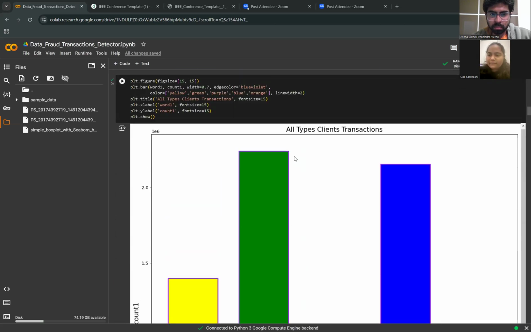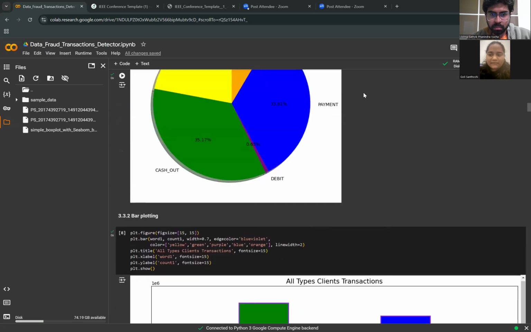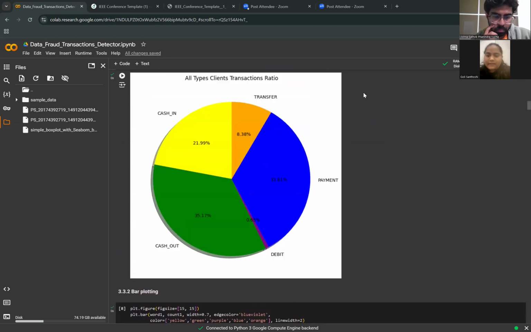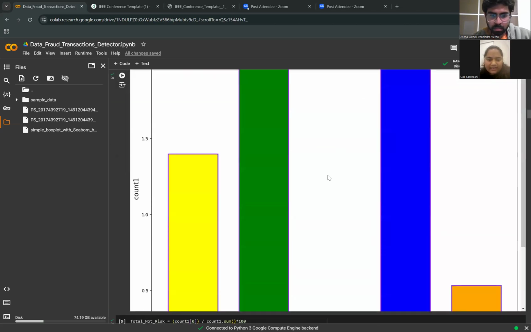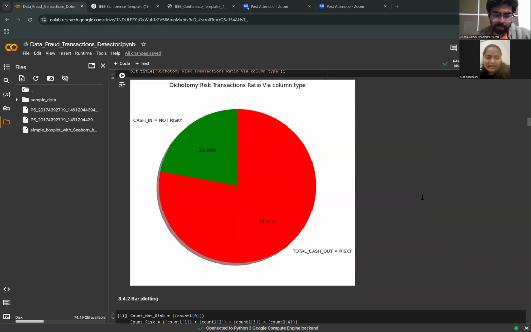In the pie chart, the transaction type ratio shows the percentage difference among the transactions of different types, whereas the bar graph counts the transaction types and highlights which are most important, such as cash out and payment. The next part is the risk category, where transactions are grouped into risky, for cash out or transfer, and non-risky, for cash in or payment. It is visualized using pie chart and bar graphs.